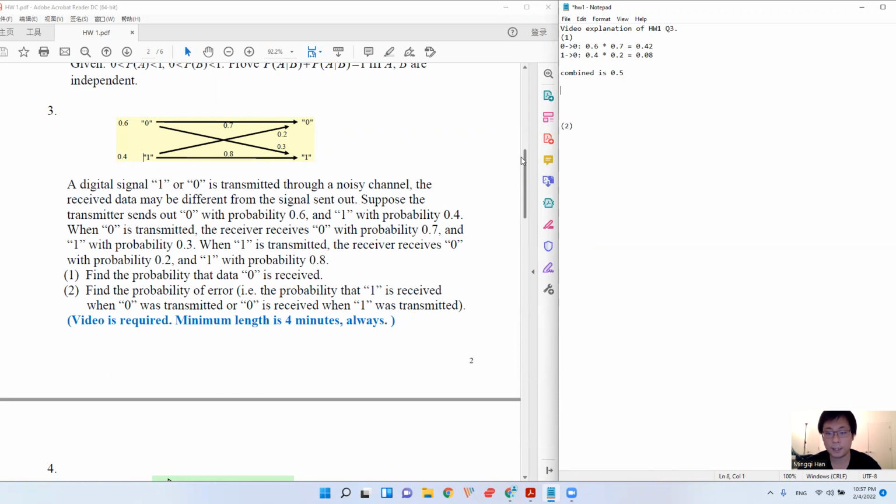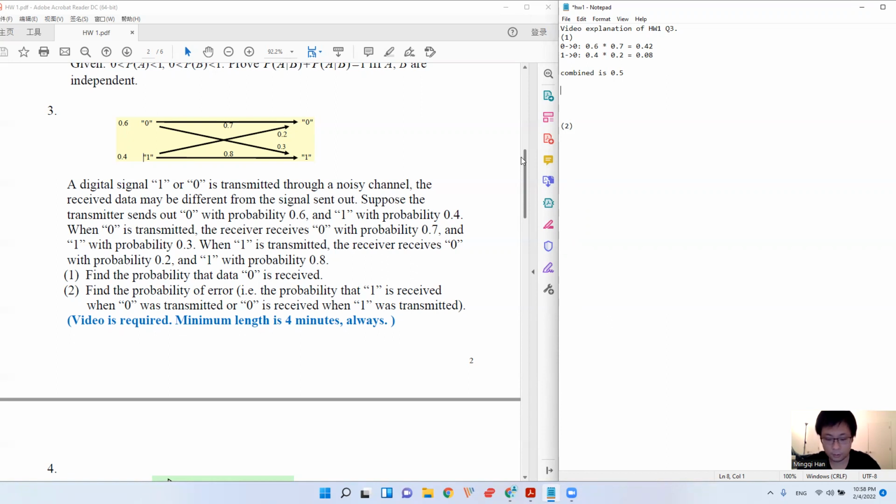To confirm that this value is correct, we can also calculate the probability that data 1 is received, because you're either going to receive a data 0 or a data 1. You cannot receive any other. So 1 minus the probability of getting a 0 is getting a 1. So getting a 1 is also 0.5.